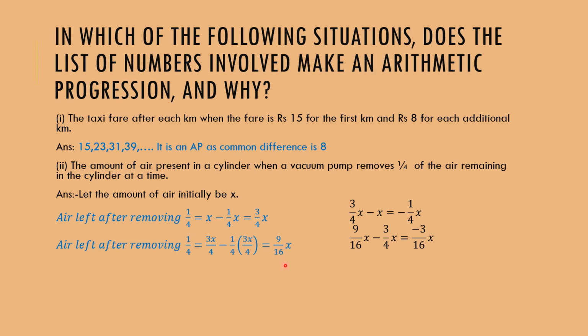Similarly, air will go on removing, will not find further terms. From these three only we'll check whether it is an AP or not. So the actual series becomes x, 3x by 4, 9x by 16. Now let us check the consecutive differences. So first, if I say 3 by 4x minus x, I'll get minus 1 by 4x. If I take third term and second term, that is 9 by 16x minus 3 by 4x, I get minus 3 by 16.